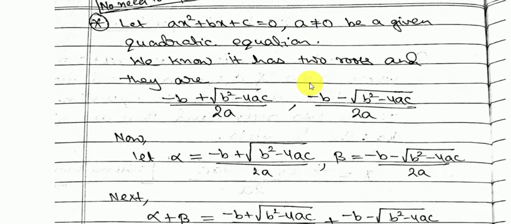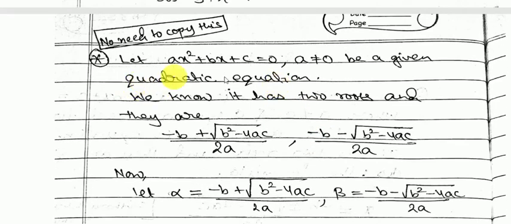Now next we are going to discuss the sum of the roots and the product of the roots. Whatever I'm going to explain here, you don't have to write in your copy. Just go through the explanation. Suppose I have a quadratic equation ax square plus bx plus c is equal to 0, where a is not equal to 0.